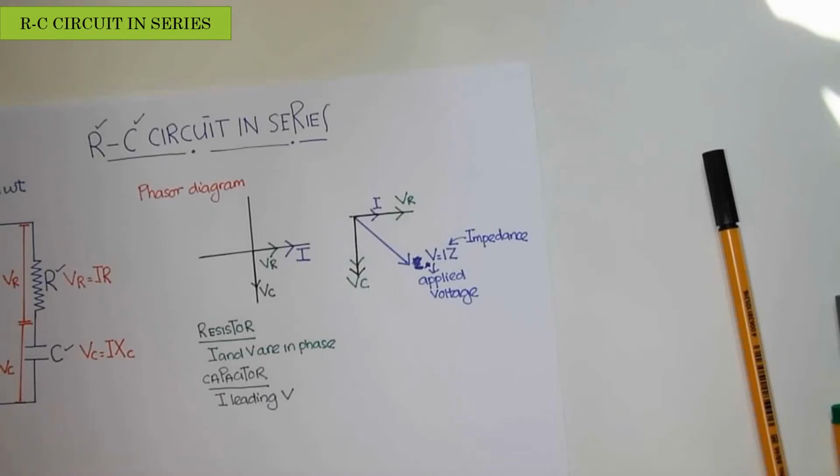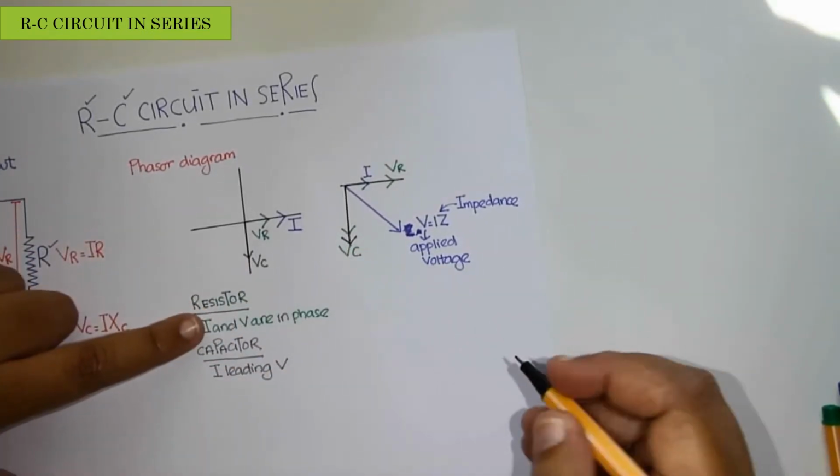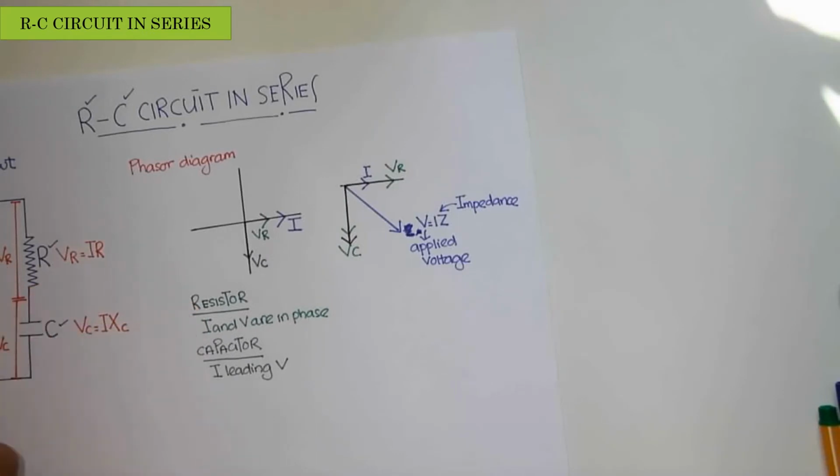So how do we want to find it? You see, when we want to find impedance, we need to have the phasor diagram, and we also have to have the magnitude. So how do we do that? We use the Pythagoras theorem. Okay? So in this case, we can find Z.